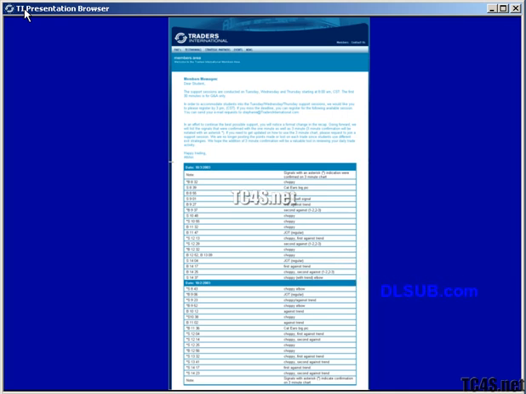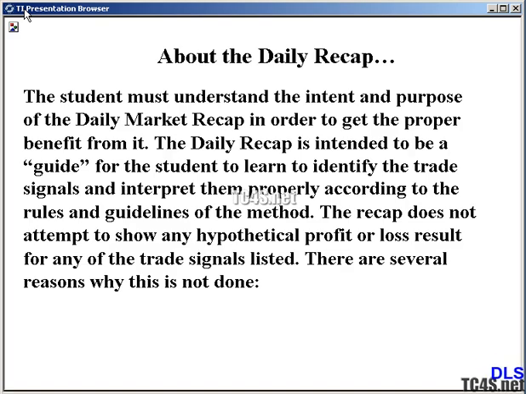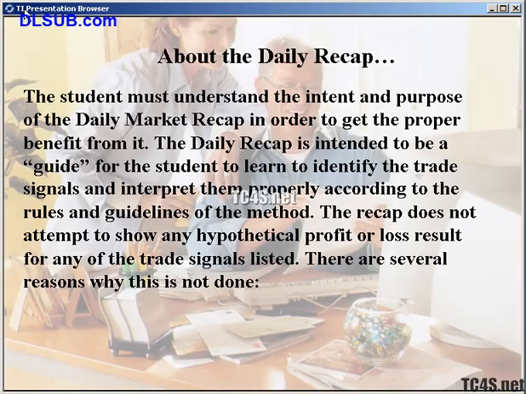Well, now that you know how to access and read the recap, let's discuss its purpose and how to maximize its true benefit. So that you understand the function and the purpose of the recap fully, let's discuss why the recap is posted. The student must understand the intent and the purpose of the daily market recap in order to get the proper benefit from it. The daily recap is intended to be a guide for the student so that they can learn to identify the trade signals and interpret them properly according to the rules and the guidelines of the method.